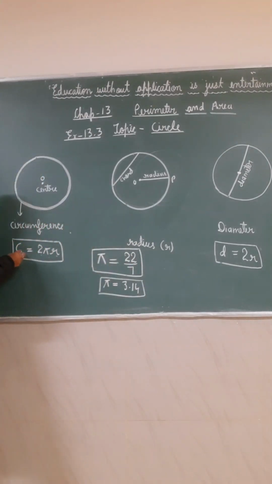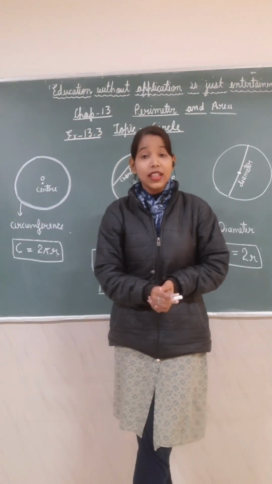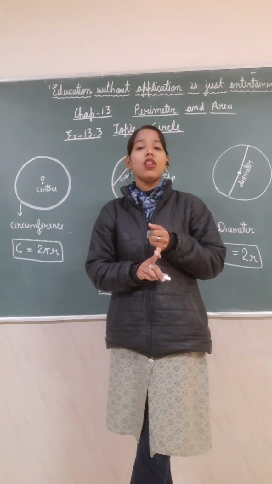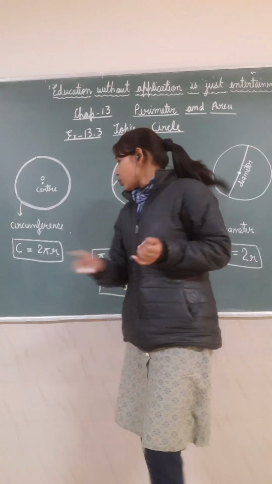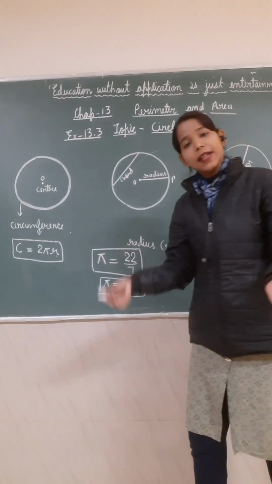So circumference C is equal to 2 pi r. If I ask what will be the perimeter of the circle, you have to say that ma'am, circumference is called the perimeter of the circle. So perimeter of the circle or circumference of the circle, both are the same.